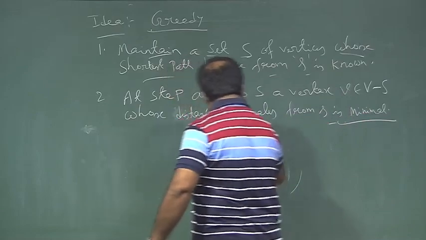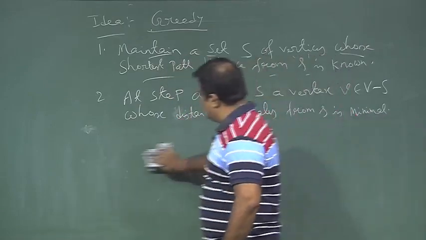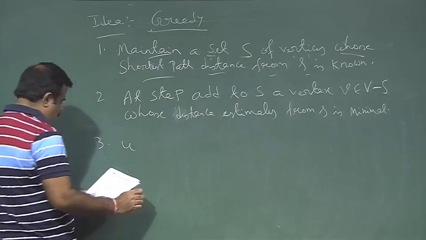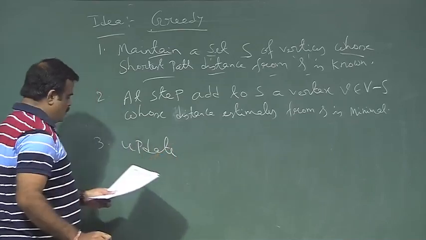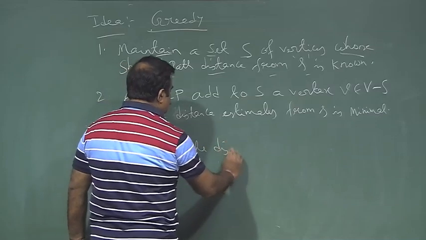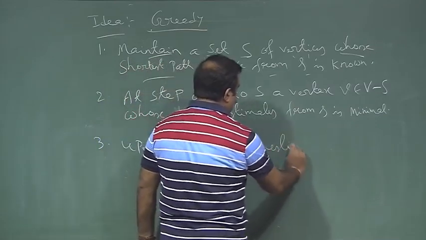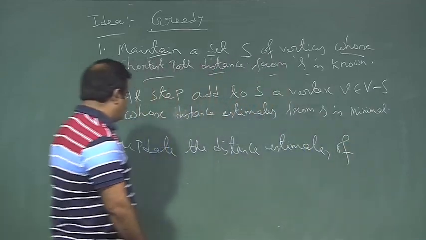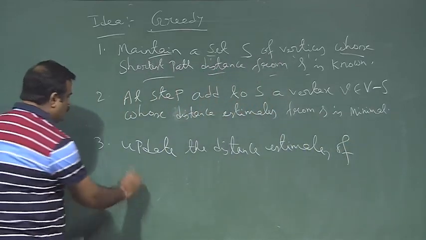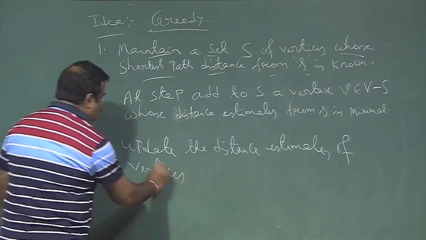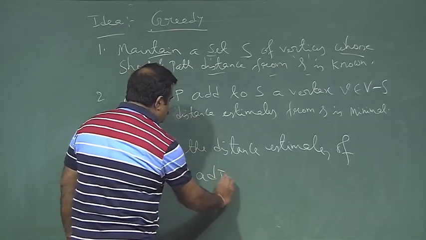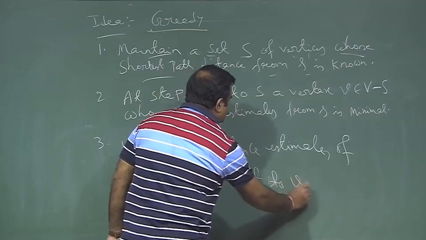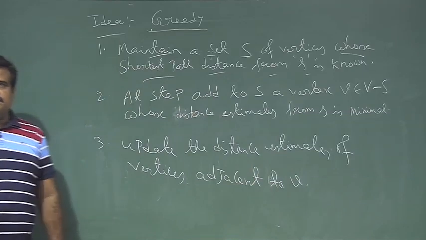Every time we capture a vertex V in S, we update the distance estimate of the vertices adjacent to V. So this is the idea behind Dijkstra's algorithm.